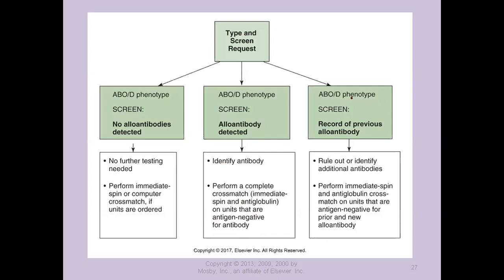Last scenario, ABO-D phenotype, antibody screen. There's a record of a previous alloantibody, okay? So we want to rule out or identify any additional antibodies. We still have to do the AHG cross-match and provide antigen negative units. Guess what? If they have something new that shows up now, we need that and anything previously, okay? Because those antibodies just don't go away.